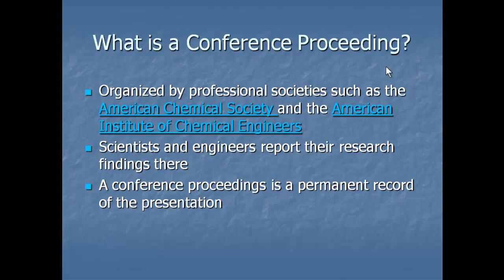Another place where original research is revealed is at a professional conference. So organizations like the American Chemical Society or the American Institute of Chemical Engineers often run conferences where scientists and engineers report their research findings. So the conference proceeding is a permanent record of that presentation, of the research that was done and reported.